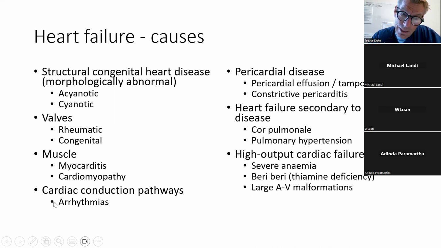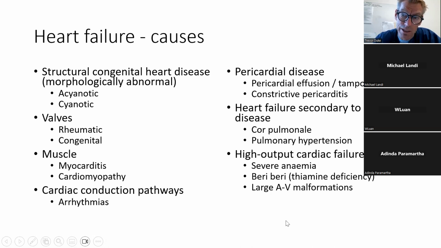And then there's the cardiac conduction pathways, like arrhythmias. So some children who present with arrhythmias, supraventricular tachycardia, or the things we talked about in the first week of the cardiology series, they can present in heart failure. And then if you think about the other structures of the heart, the pericardium can also be involved and can cause heart failure if you've got pericardial tamponade or a big pericardial effusion. And then heart failure can be secondary to lung failure, so respiratory failure, cor pulmonale, and it occasionally can be secondary to high output cardiac failure, which is a rare condition.